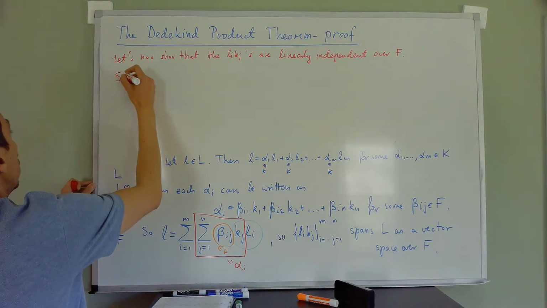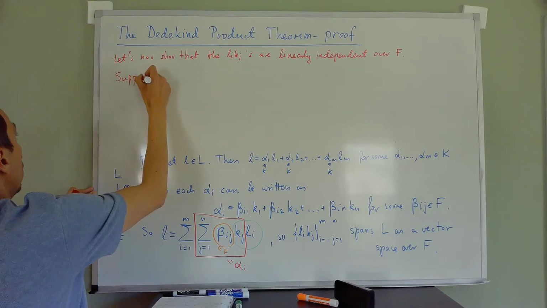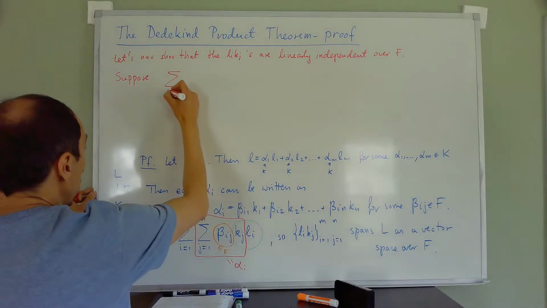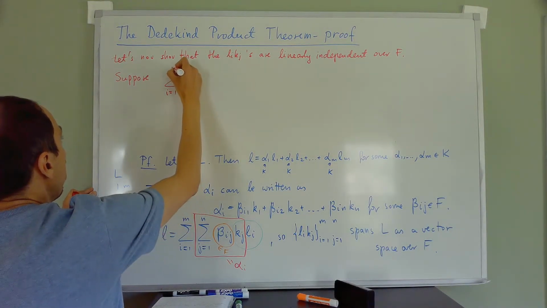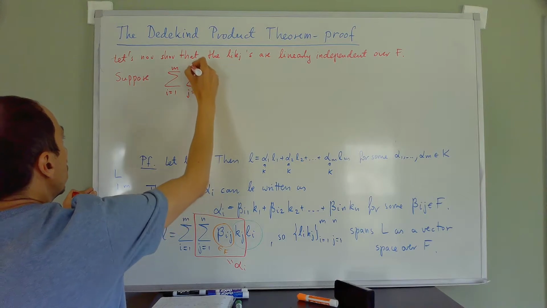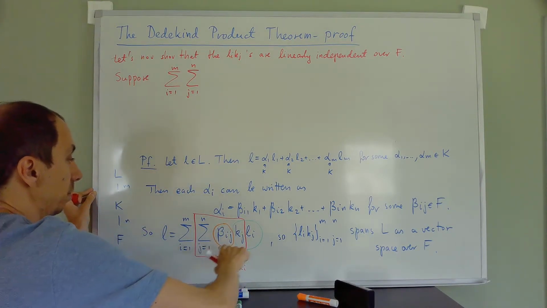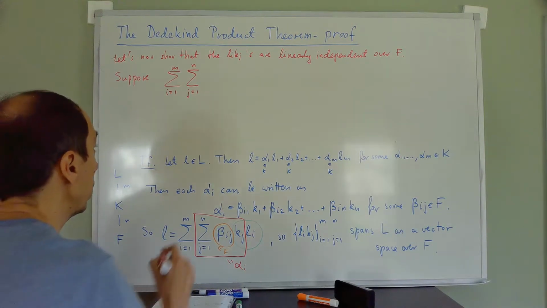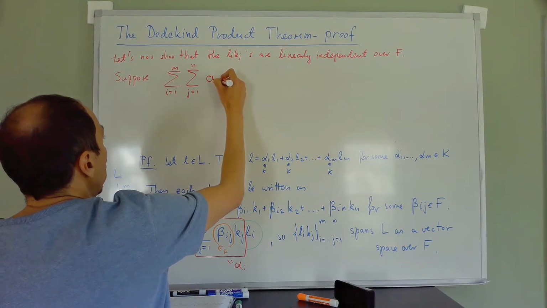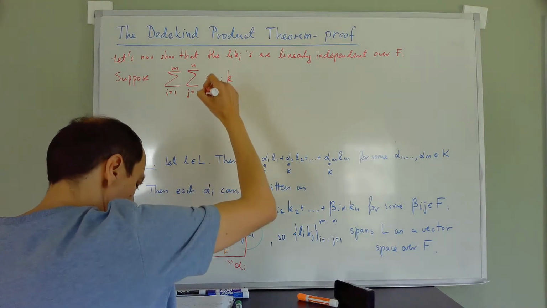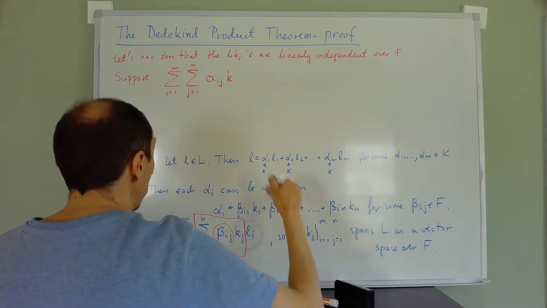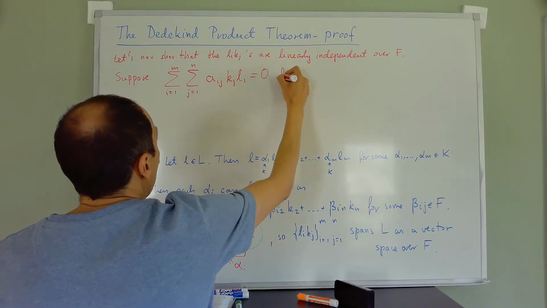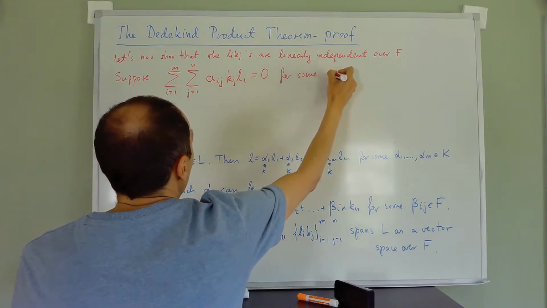So suppose a certain summation over i and j, i equal 1 to m, summation j equal 1 to n. I'm not going to use these beta_ij's because they were for this particular L, but say some summation, let's say a_ij k_j l_i is 0 for some a_ij in F.